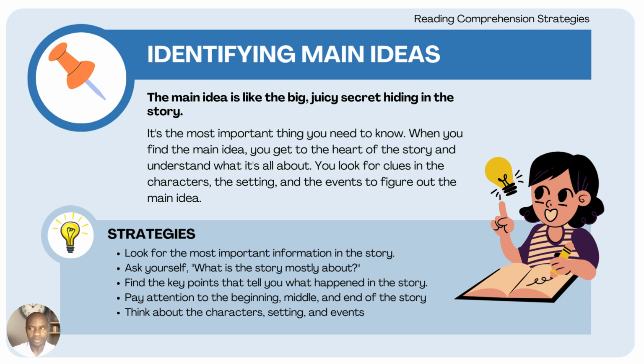Secondly, you need to find key points that tell you what happened in the story. Then you also need to pay attention to the beginning, the middle, and the end of the story. Then you think about the characters, the settings, and the event. All this will give you clues on the main idea of the story. That is, identify your main idea. So when you go through the text, paragraph one, paragraph two, paragraph three, you should be able to find the main idea of that text.